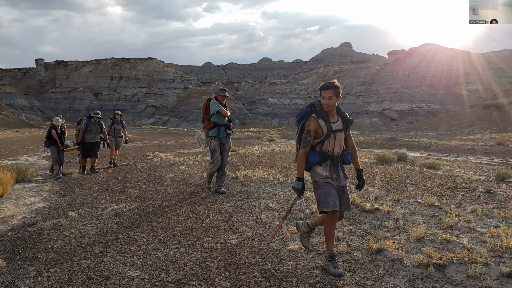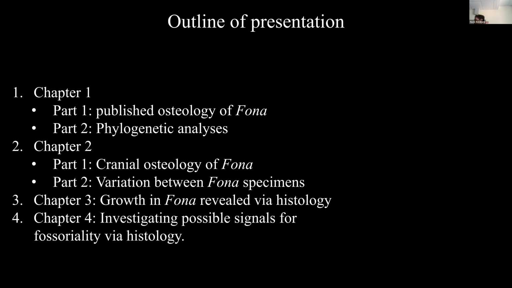Okay, so believe it or not, this slide right here is probably the most text-heavy slide in the talk, so don't worry too much. But just a brief outline of what we're going to cover is there's 4 chapters. Chapter 1 and chapter 2 are split up into 2 parts. We're going to be starting off with the published osteology that came out last year, focusing part 1 on the background of this animal and its context in space and time.